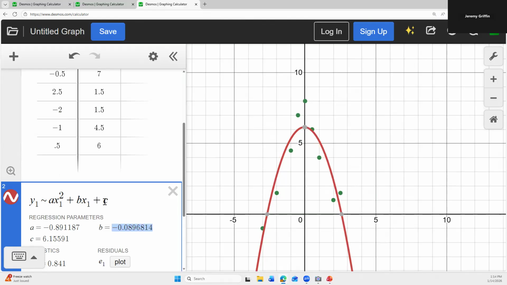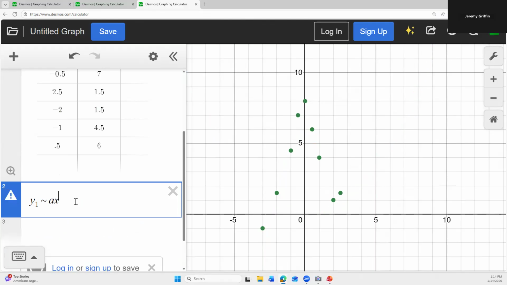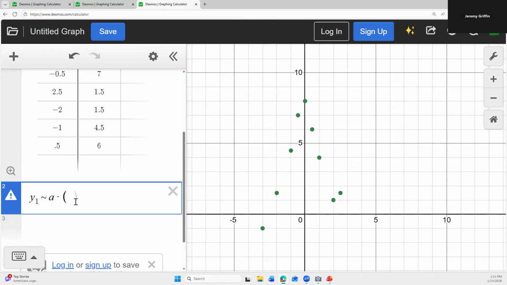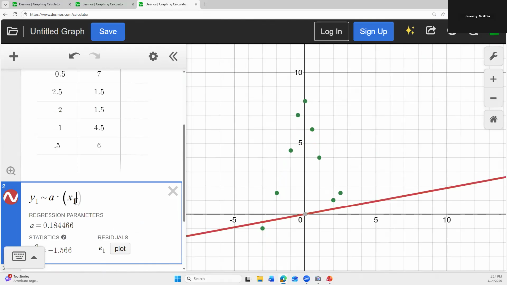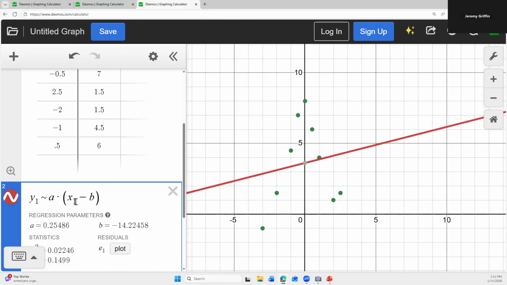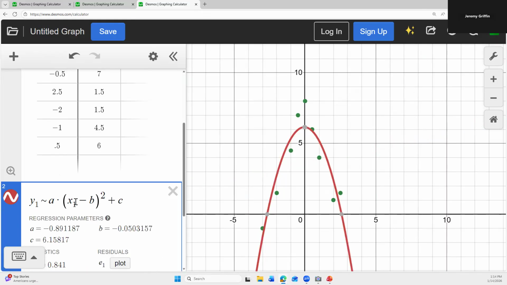Alternatively, let me show you guys a different way to write this. Let me clear some of this out. What if I do a multiplied by, in parentheses, x underscore one minus b? Like I'm shifting it. And then squared, and then plus c, like that. This should be the exact same parabola shape as before, but I wrote the equation a little bit differently, so I got different numbers. So there's a couple of ways to do that one.